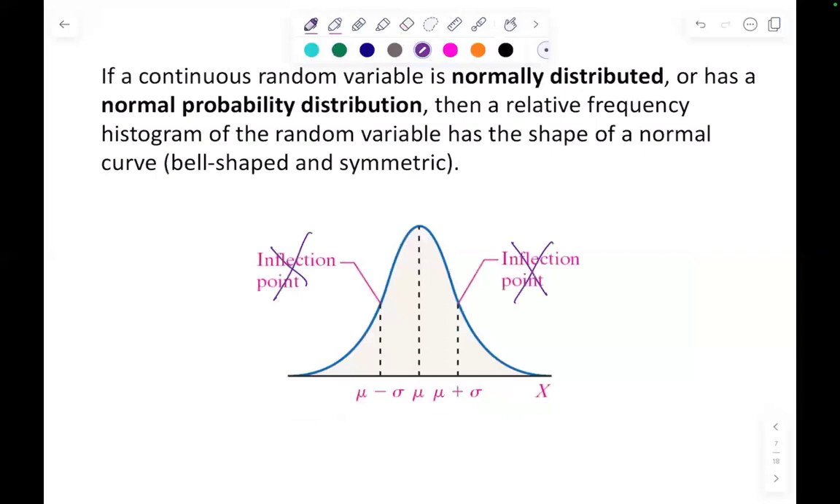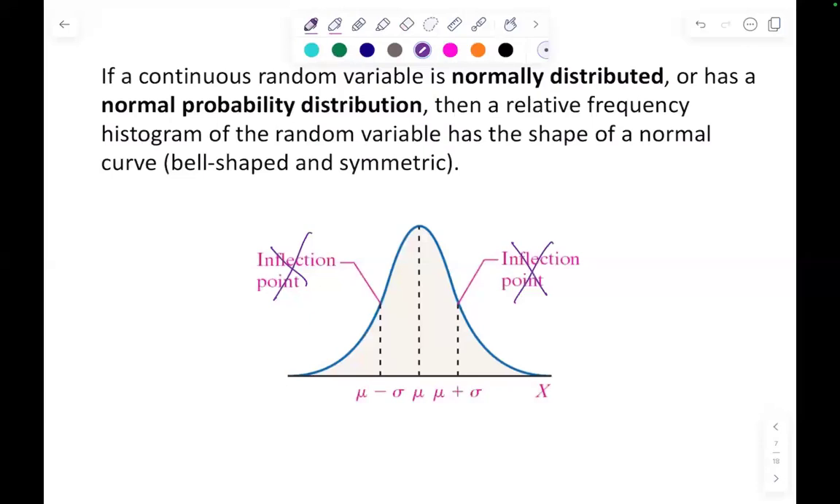So if a continuous variable is normally distributed, it has a normal probability distribution, then our histogram is going to look like this. It's going to have this shape. Normally distributed.